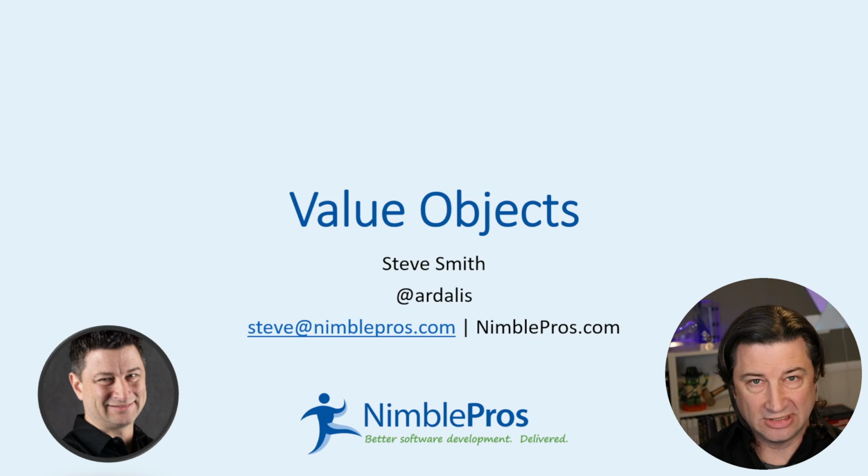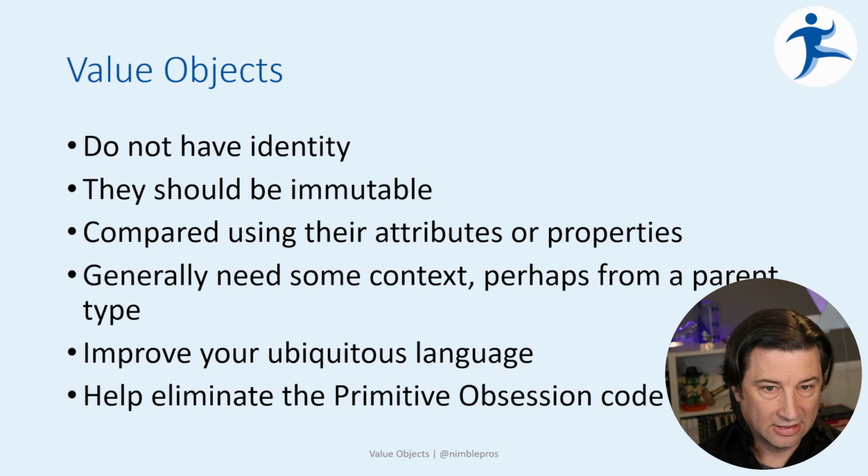Hey everybody, I'm Steve. I'm going to talk about value objects. And then I show this slide and I say, value objects are a design pattern that you can use, and they have a few characteristics. For instance, they don't have an identity. They generally should be created so that they are immutable and you can't change them. Once you have a value object, you can compare it to another one by using just its attributes or properties. However, because they don't have an identity, they don't really have any context. So usually you need to add some context in order to make sense of a value object.